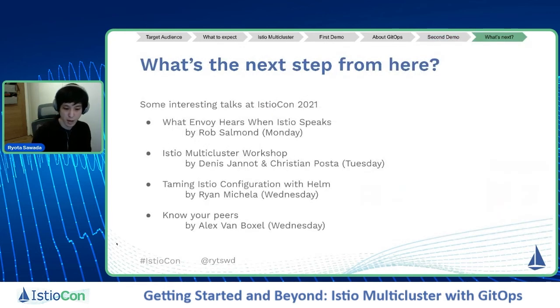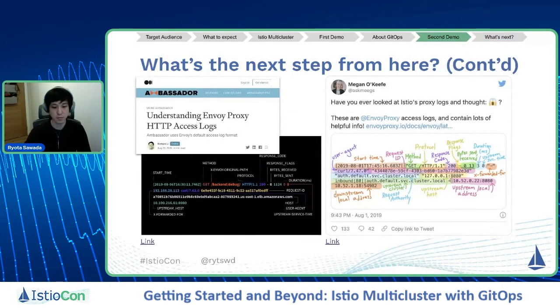So what's next? Because we only brushed the surface of Istio offerings, I'd encourage everyone to check out more talks from IstioCon, especially ones listed here, which I found really interesting. I enjoyed a talk from Rob Salmond titled "What Envoy Hears When Istio Speaks." That was from yesterday. There are many more talks that can help you go further in your production onboarding journey. Also, a quick note on debugging help: Envoy and Istio proxy produce cryptic-looking logs, but they are really helpful. If you want to understand them, here are the links.